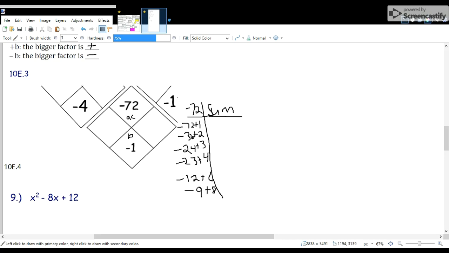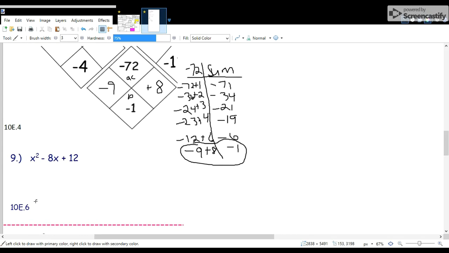And once you find the sums, you compare which one matches the b. In this case, it's the last one. So inside of your diamond, you'll put negative 9 and positive 8. Now, if you could find these right away, you don't have to write the table every time. You could just fill in the two boxes.